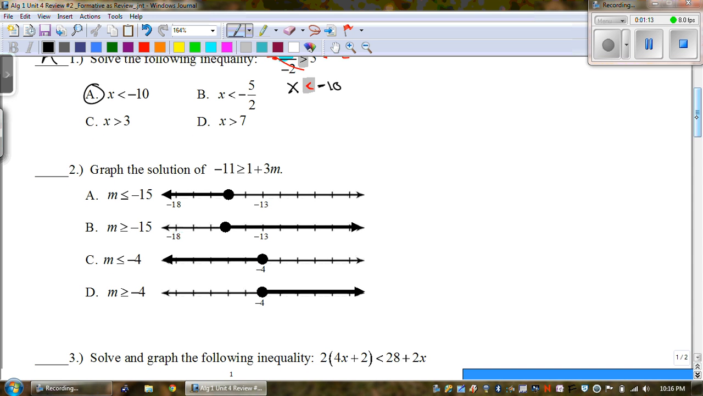All right, number 2. I'm just going to rewrite it off to the right-hand side. Now, once again, I need to solve for my inequality. So following the rules of SADMAP, we're going to subtract 1 first. And we get -12 is greater than or equal to 3m.